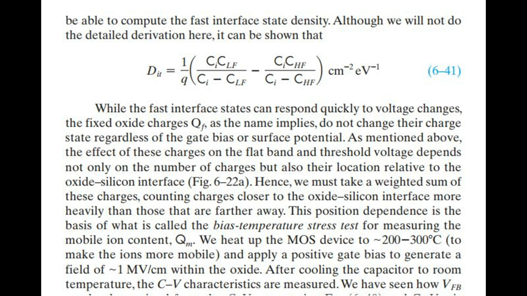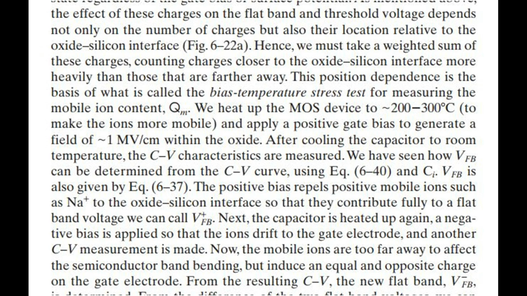This position dependence is the basis of what is called the bias temperature stress test for measuring the mobile ion content, QM. We heat up the MOS device to 200 to 300 degrees C, to make the ions more mobile, and apply a positive gate bias to generate a field of 1 MV per centimeter within the oxide. After cooling the capacitor to room temperature, the capacitance-voltage characteristics are measured. We have seen how VFB can be determined from the capacitance-voltage curve, using EQ 6.40, and Ci.